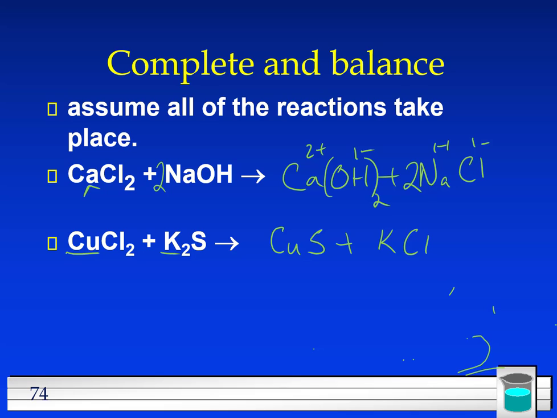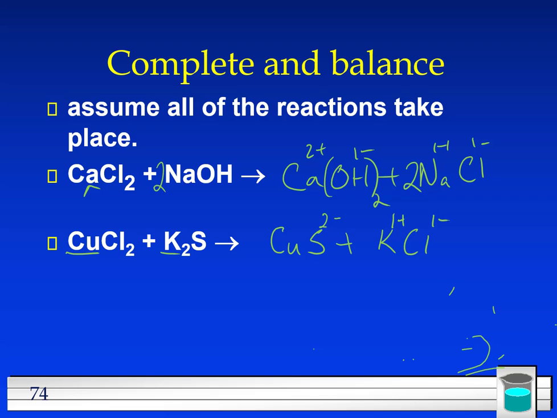I don't bring either of the 2's because those are about charges. Those subscripts are making it equal 0, they're not polyatomic ions. Cl's 1 minus off the table, K's 1 plus, that adds up to 0. I look at the table, S is 2 minus. I look at the table, what does it tell me about Cu?